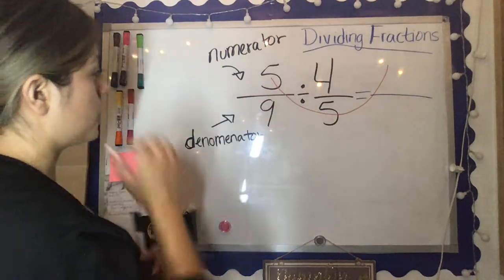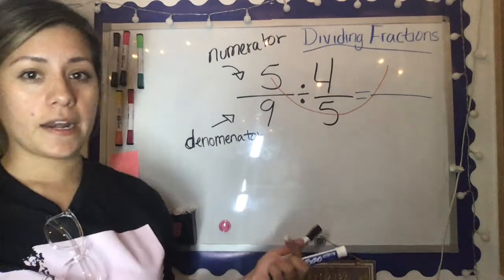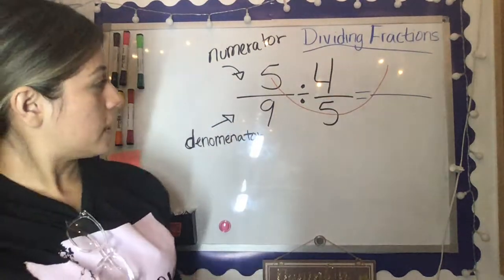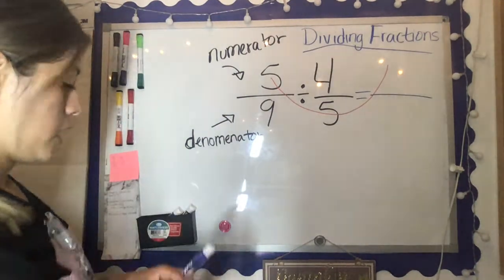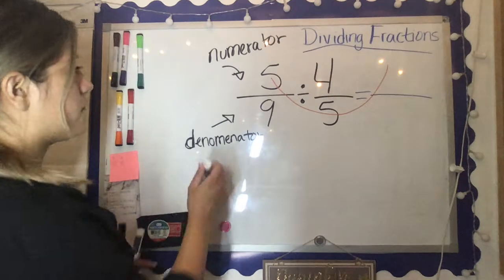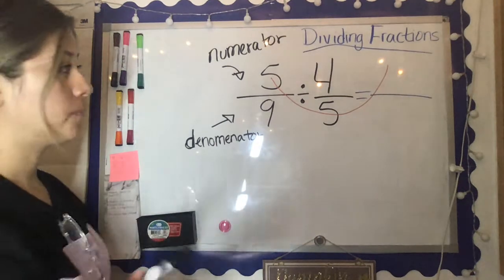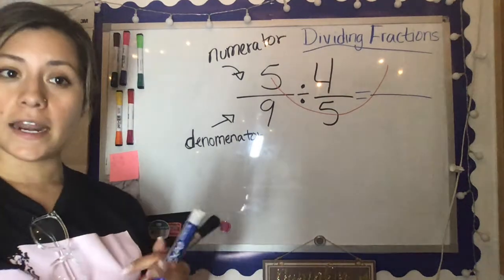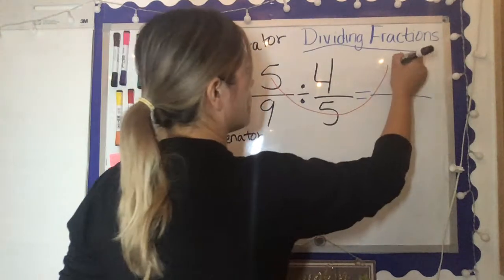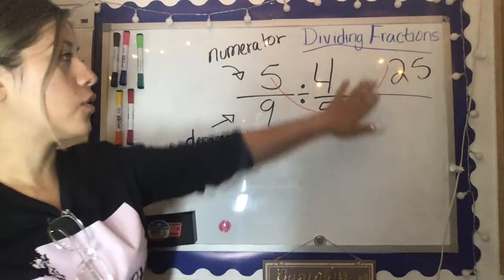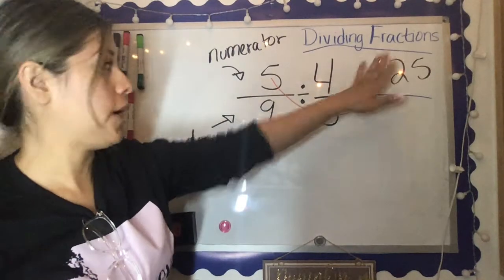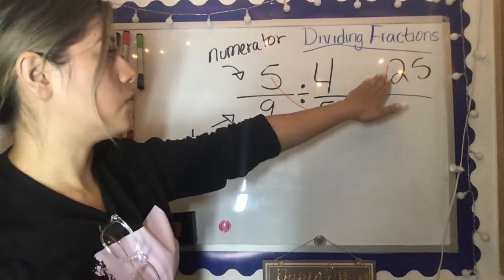Okay, so all we have to do now, think about it. Now that we did the happy face, now instead of dividing, we are multiplying here. Remember, we are multiplying. And boys and girls, what is 5 times 5? You got it, 25. So 25 will be your new numerator, your answer in your numerator, okay? 5 times 5 equals 25.